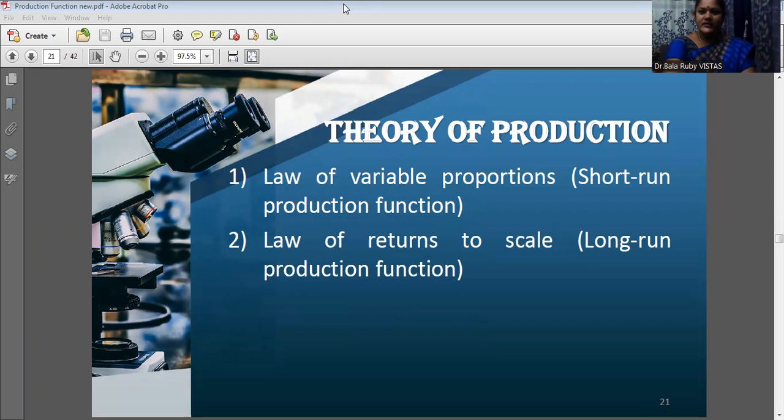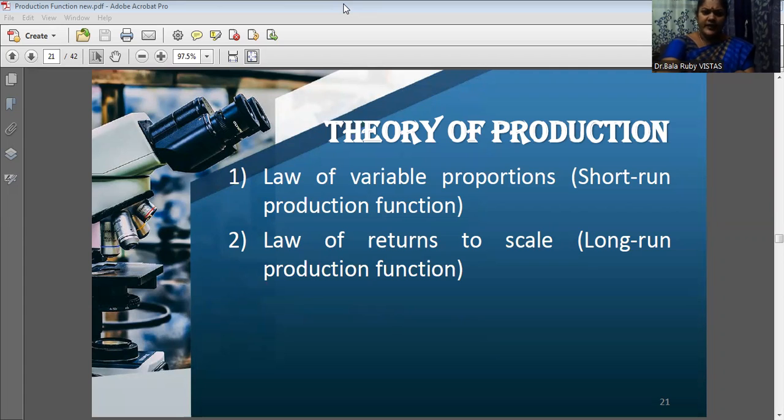Students, in today's class, we are going to discuss the theory of production. Mainly there are two laws. One is the law of variable proportions and another one is the law of returns to scale. The law of variable proportions is otherwise known as the short-run production function. The law of returns to scale is considered the long-run production function. In today's video, I am going to discuss only the law of variable proportions.